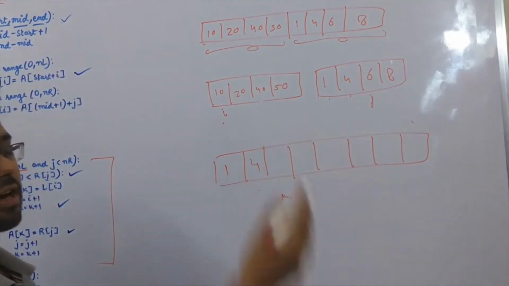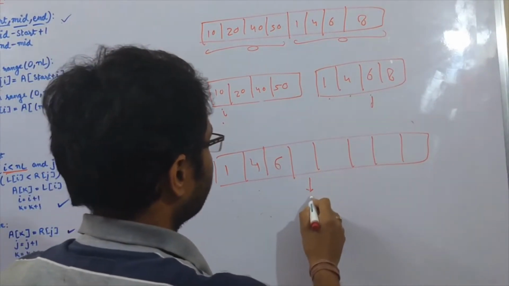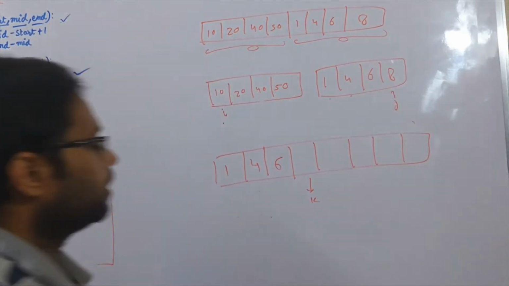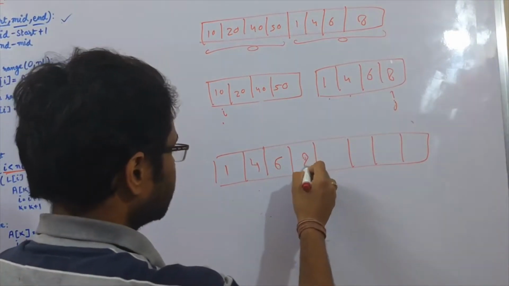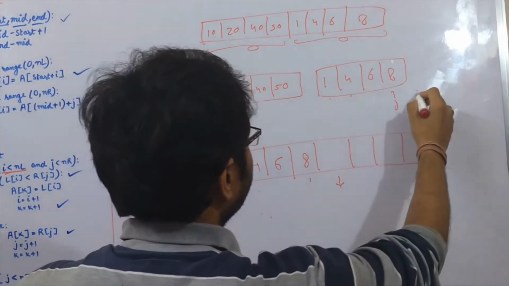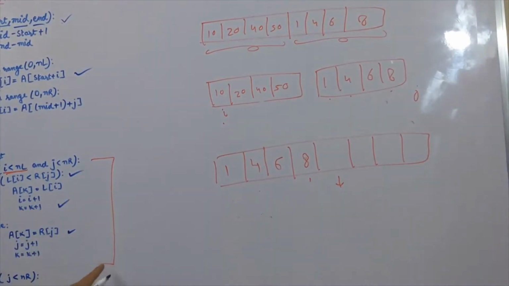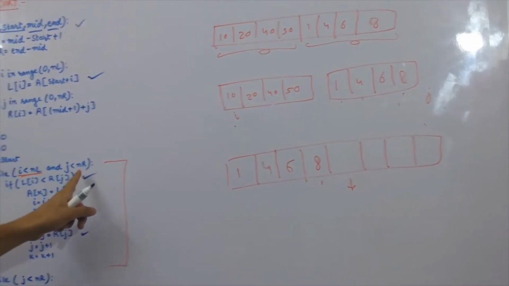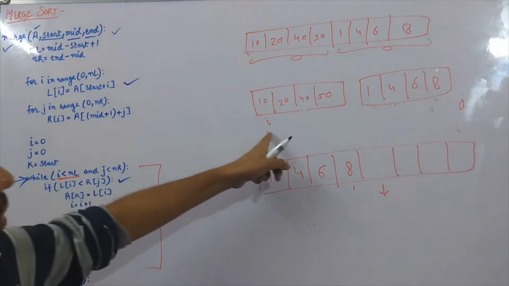Now 10 and 6 are compared. 6 will be put here, K will be incremented and J will be incremented. And now 10 and 8 are compared. 8 is lesser, so K will increment and J will also increment. Now this condition is broken, J is no longer less than NR. J has surpassed the length of the right array. So this loop will not work, but we have not copied the remaining parts.